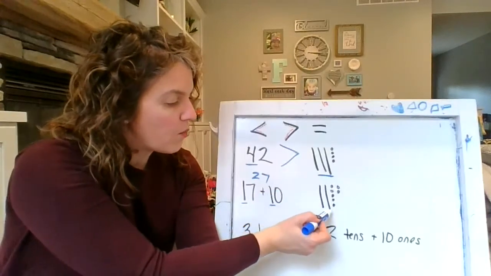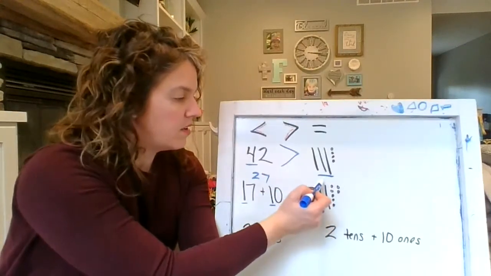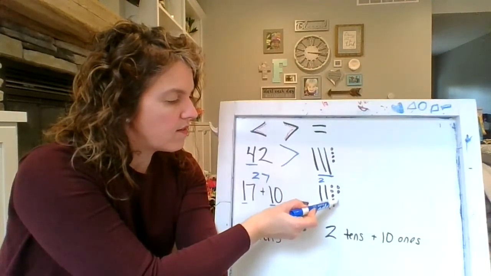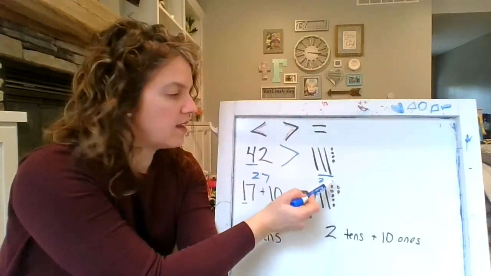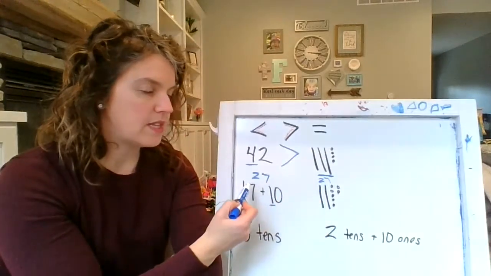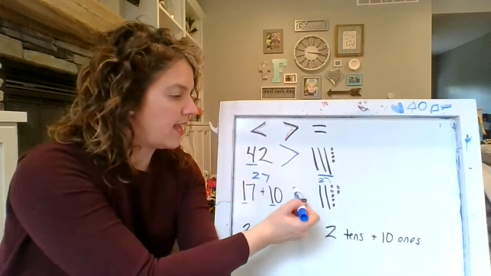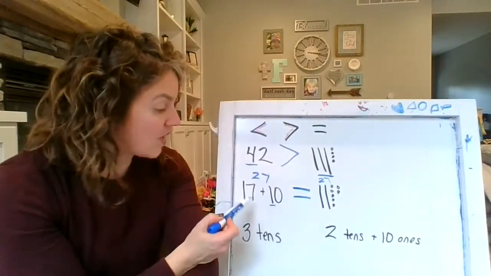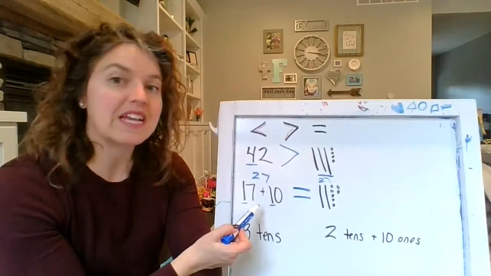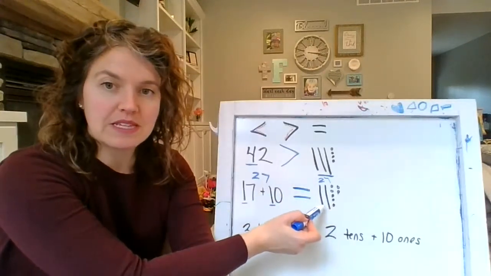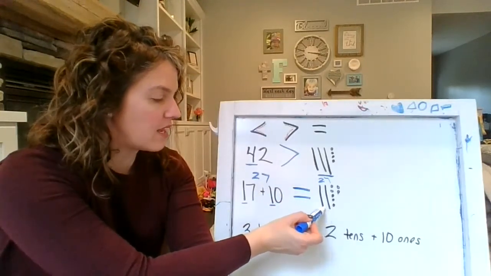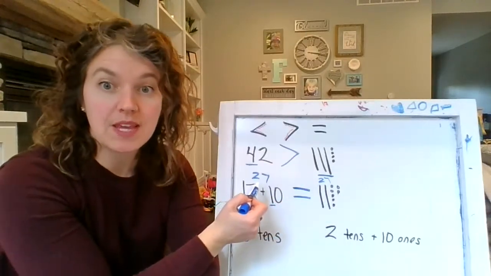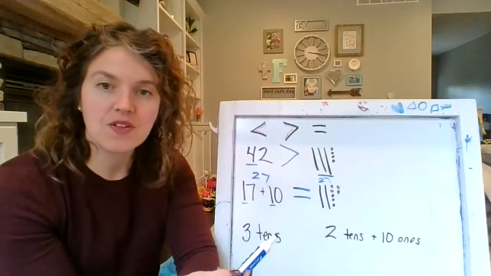Well, let's look. We've got how many groups of 10 here? 2. How many ones? Let's count. 1, 2, 3, 4, 5, 6, 7. 27 is equal to 27. So even though this is written a little bit differently, it's still the same value as this. It's still 2 groups of 10, and it's still 7 ones. So they are equal. Now let's take a look at our last one.